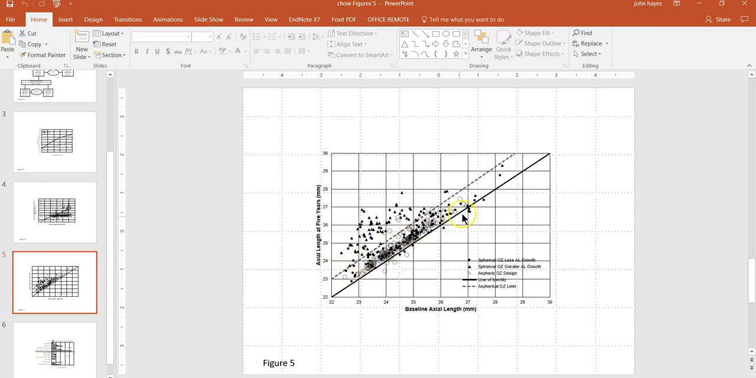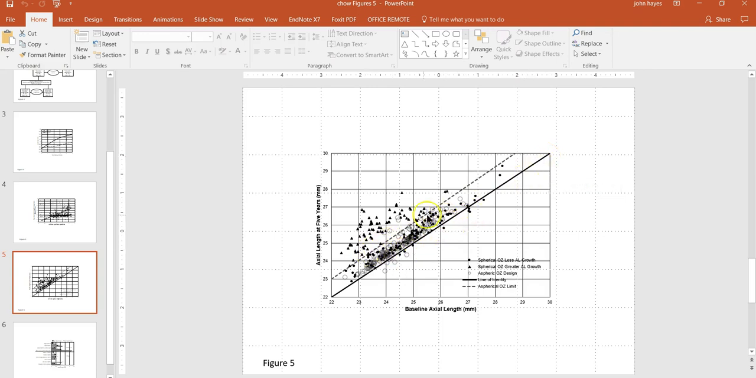And we had an aspheric design. Now this black line right here is a line of identity, which means that if your axial length was 25 millimeters at baseline, then a point on the line is 25 millimeters at 5-year follow-up. So if there was absolutely no growth of axial length, you would be up here.